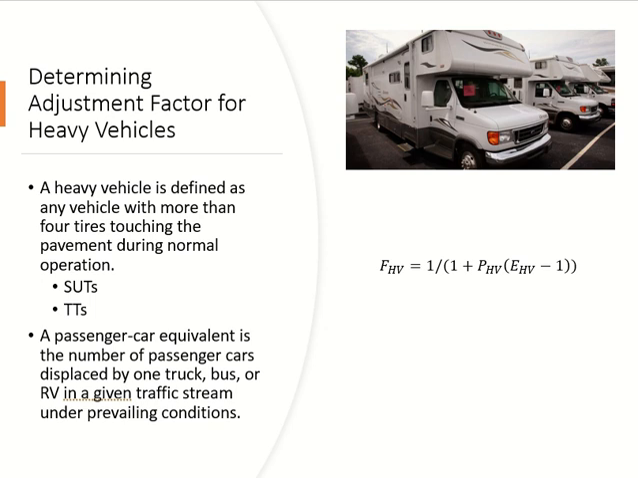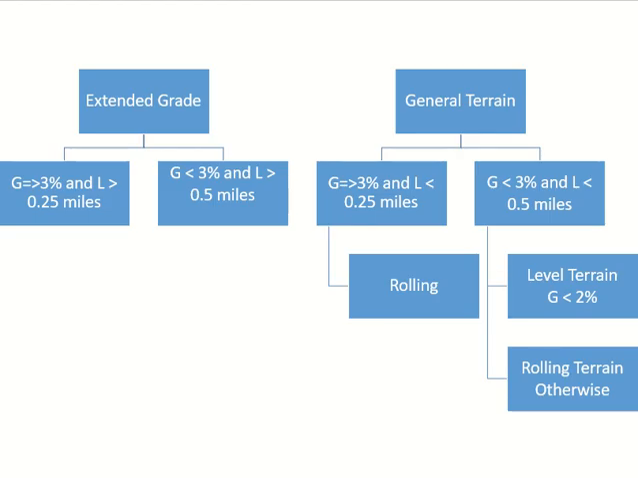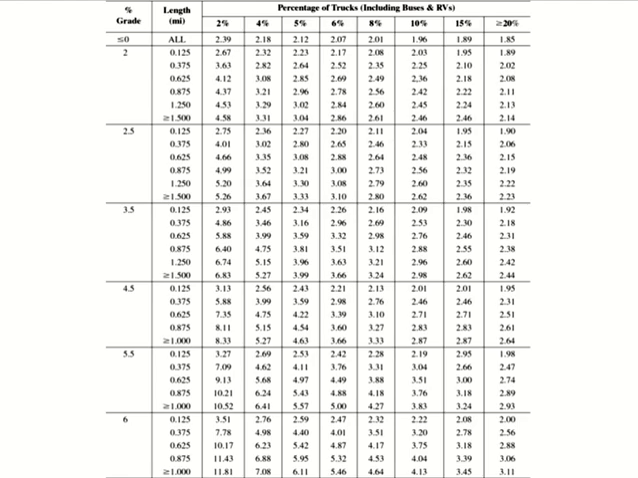If you have a gradient with a normal case, then you will use this table to find out the equivalency factor, EHV. What are we putting here? I need the gradient, I need the length of the gradient, and I need the percentage of heavy vehicles. Clear? So if you have a gradient, you need these three things to find out the EHV. This is for the normal case.